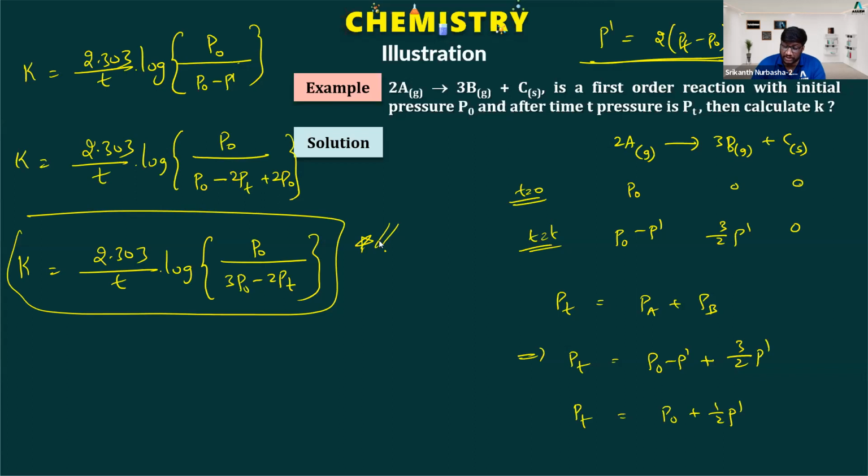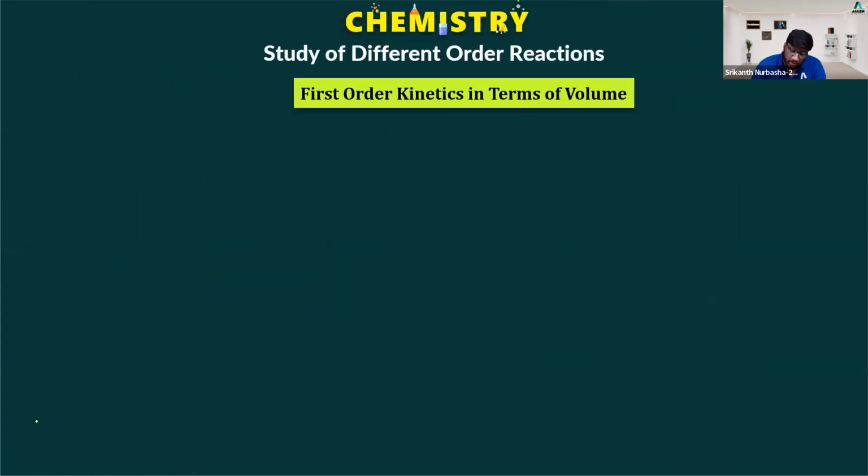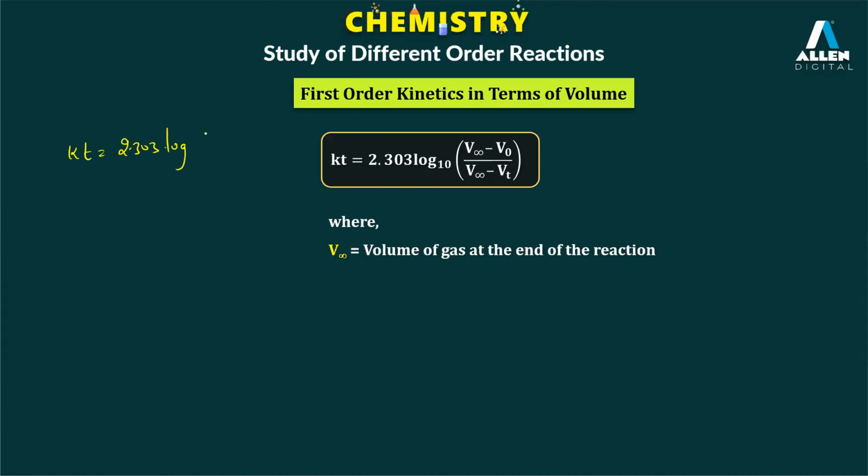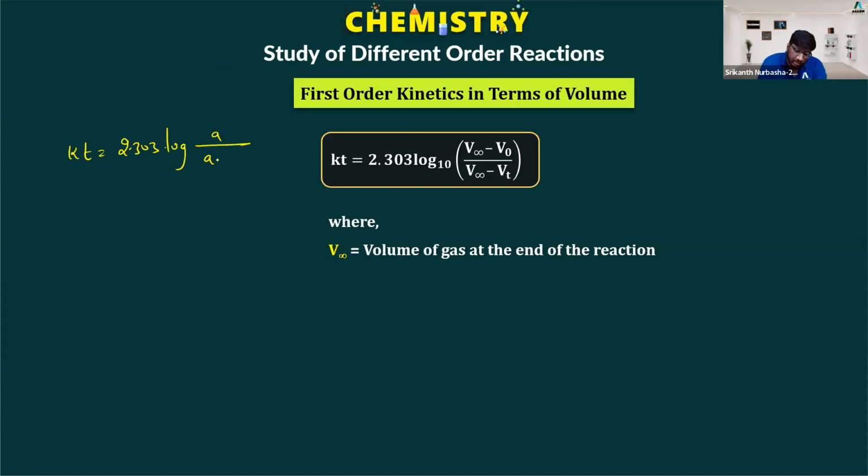So these are your equations, students. And first order kinetics in terms of volume. So in terms of volume, this is the equation. Earlier our equation was kt equals 2.303 log of a naught by a minus x. So can I write it as a naught by a minus x?